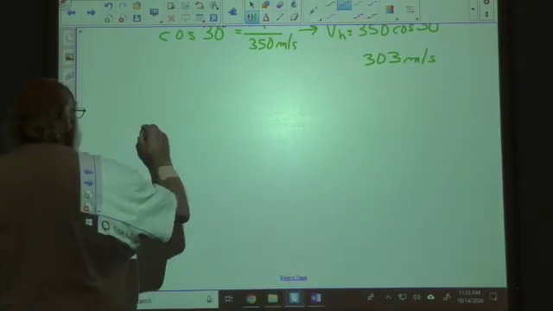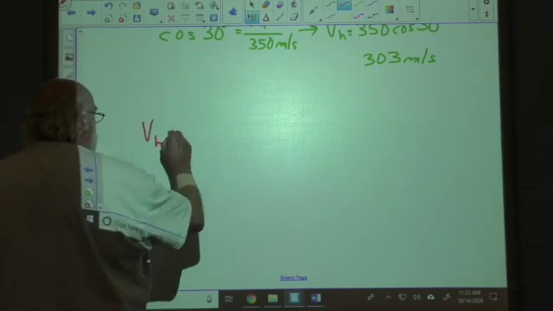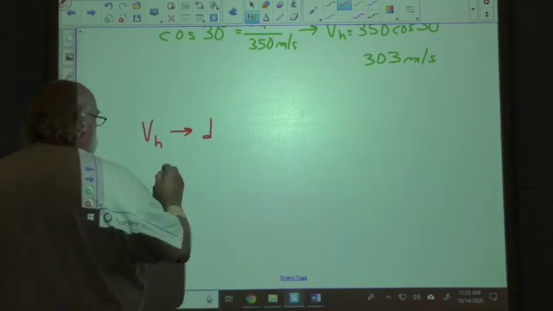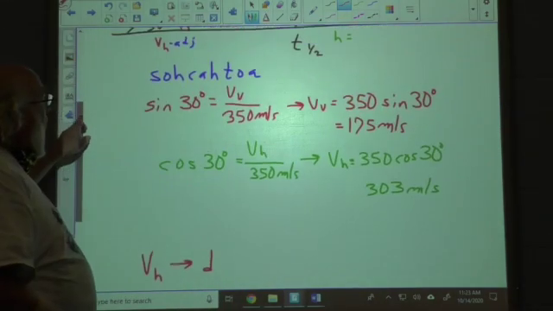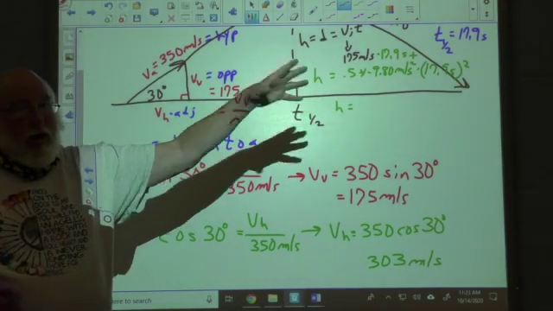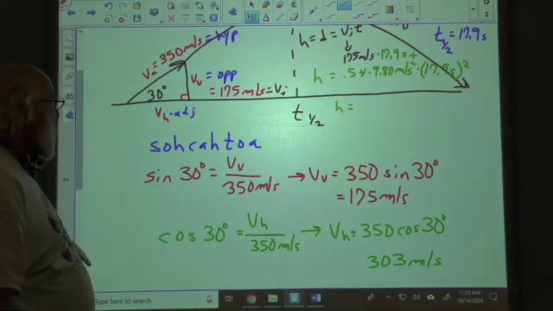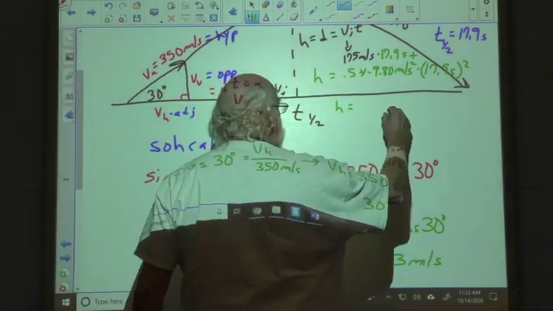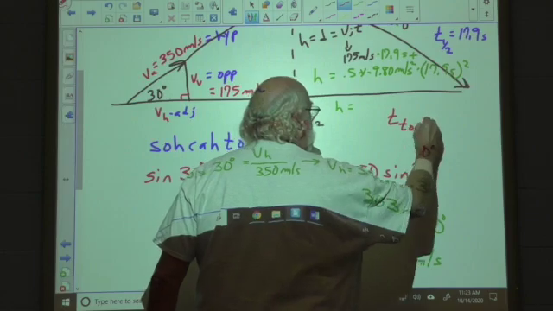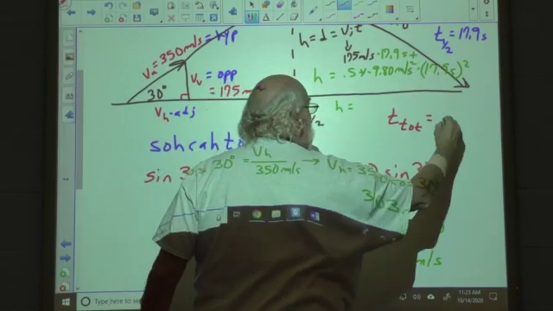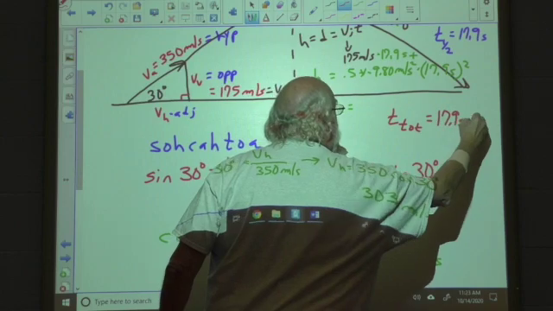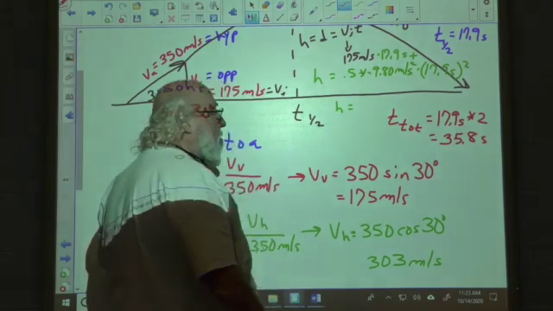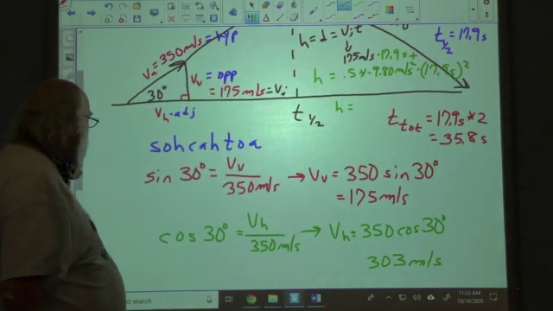Now we can do the horizontal velocity to find the horizontal distance. And the formula we're going to use for that, because again, that is a non-accelerating portion of the motion. But in order to do that, we need the total time, t tot, which is going to be the half time, 17.9 seconds, times 2, so that's going to be 35.8 seconds. So we're going to use that for our horizontal aspect.